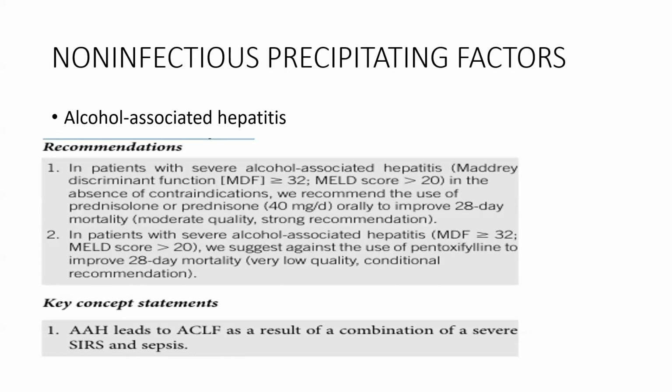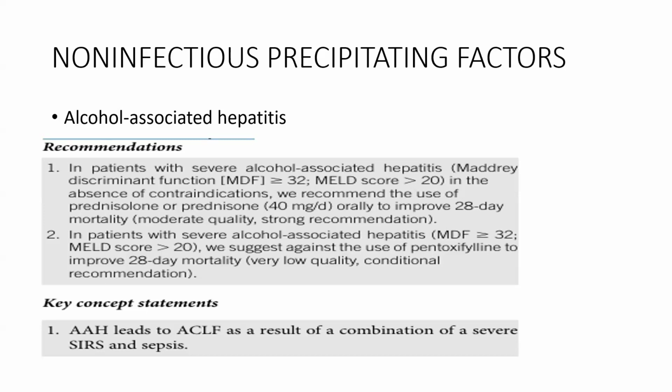In patients with severe alcohol-associated hepatitis, that is, a MELD score of more than 32, or a Maddrey discriminant function of more than or equal to 32, and a MELD score of more than or equal to 20, in the absence of contraindication, we recommend the use of prednisolone or prednisone 40 mg per day orally to improve 28-day mortality.